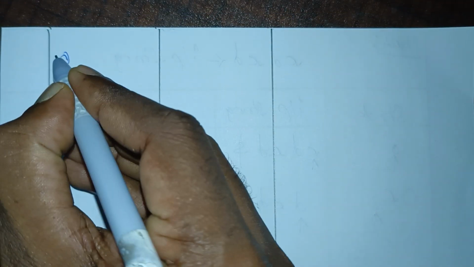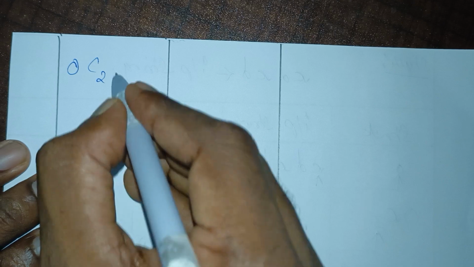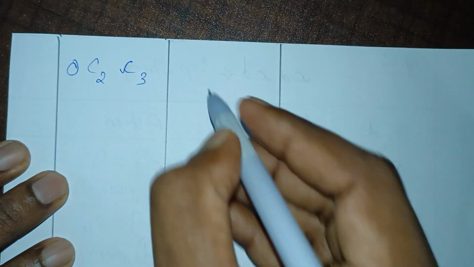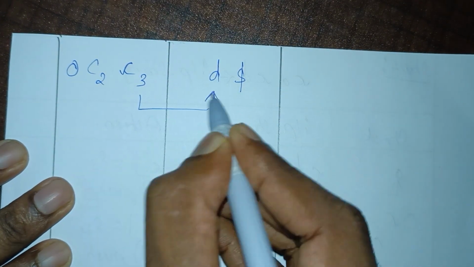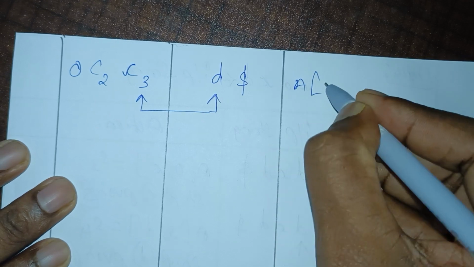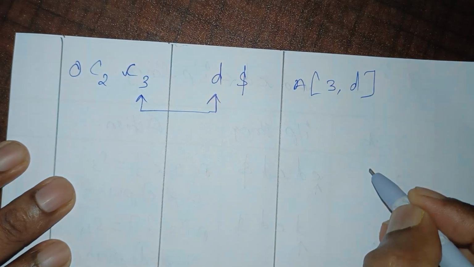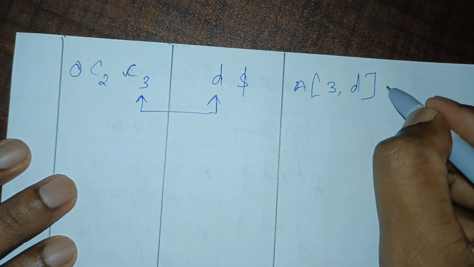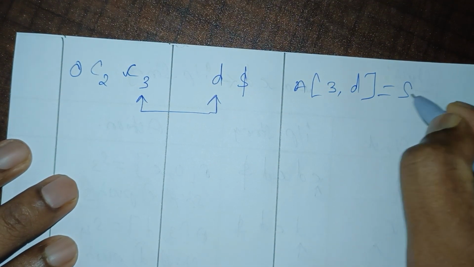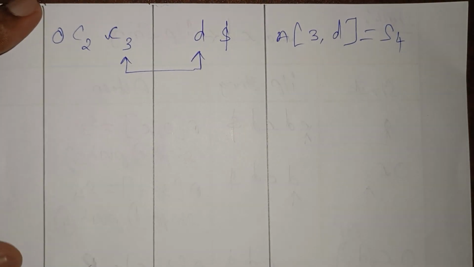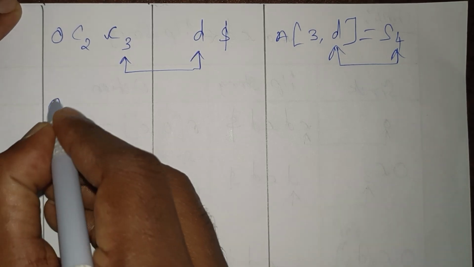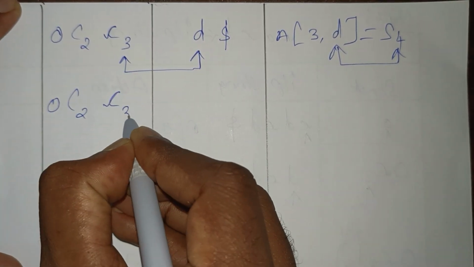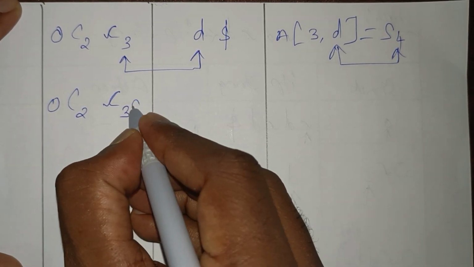So we have already 0 and C2. So we are shifting it. So we will get small c and 3. So now we have only d left and this $. Now we are going to compare action of 3 comma small d. Whatever value we got for 3 comma small d, we are getting S4. So in this particular thing, we are going to push, shift and push. So 0 capital C, 2 small c, 3, and we are going to push this d and 4.